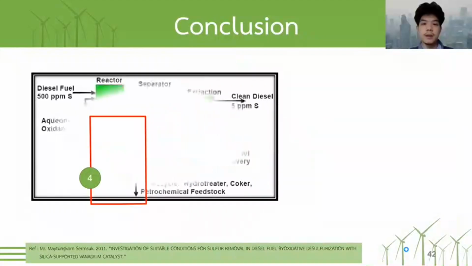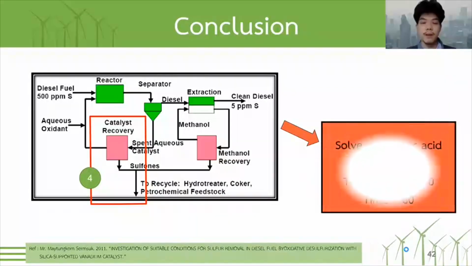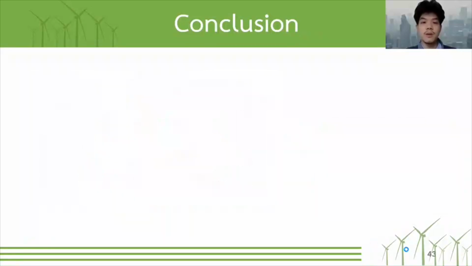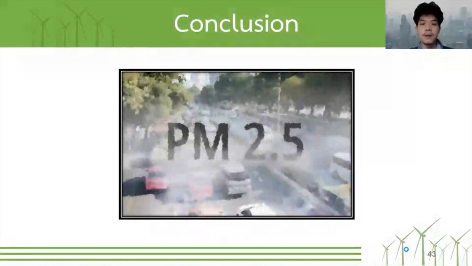Then we focus on number 4. Sulfur in the form of sulfone is removed to make more value. And then finally, we get clean diesel which has 5 ppm of sulfur.